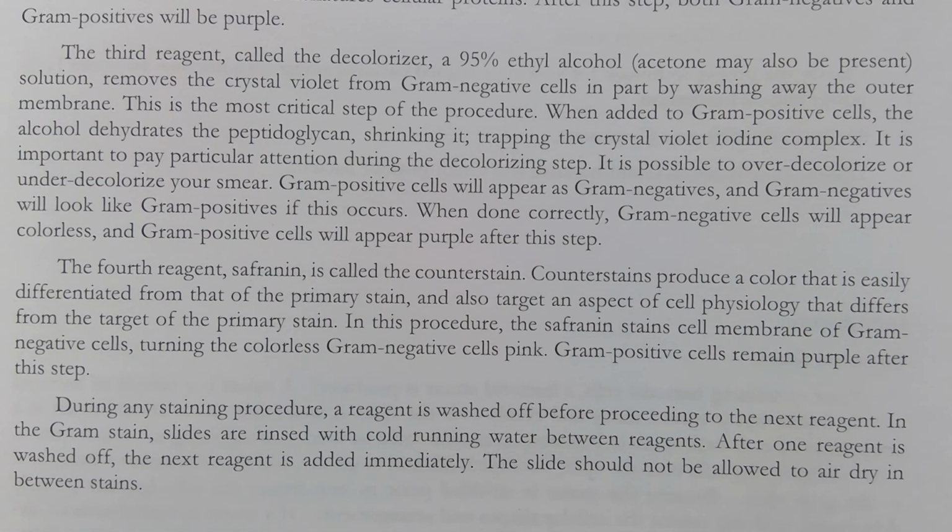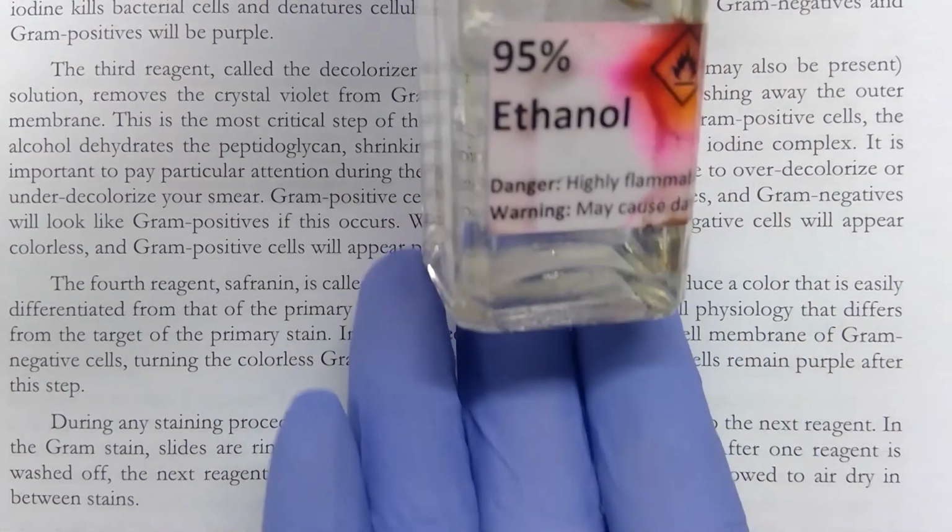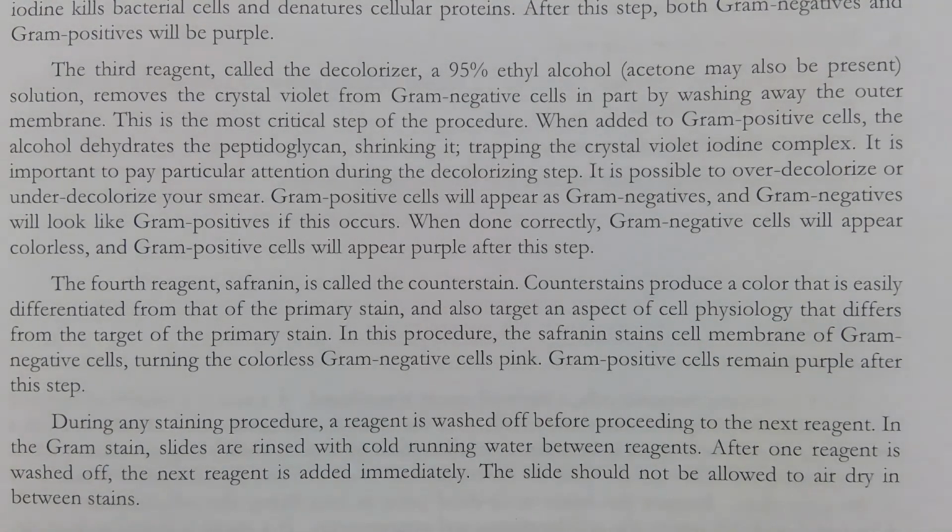The third reagent, called the decolorizer, is 95% ethyl alcohol. Acetone may also be present. This removes the crystal violet from the gram-negative cells, in part by washing away the outer membrane. This is the most critical step of the procedure. When added to the gram-positive cells, the alcohol dehydrates the peptidoglycan, shrinking it, trapping the crystal violet iodine complex.